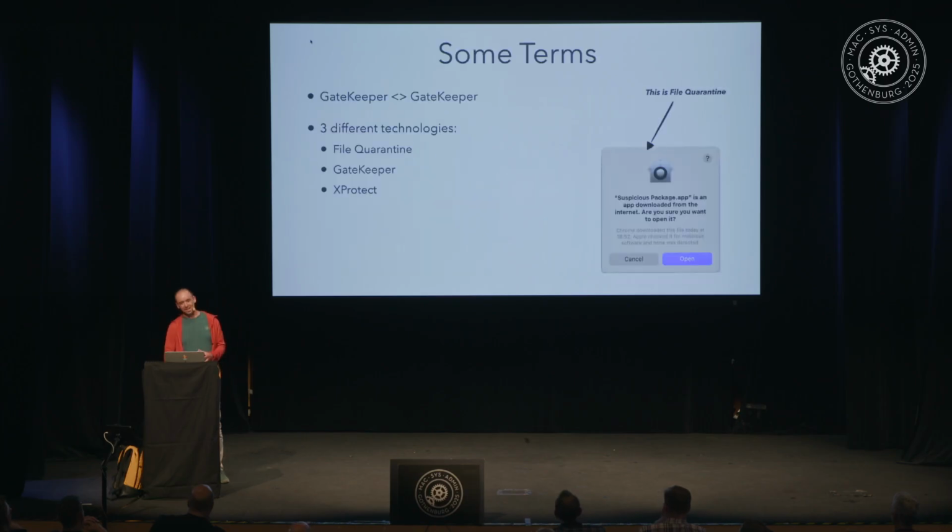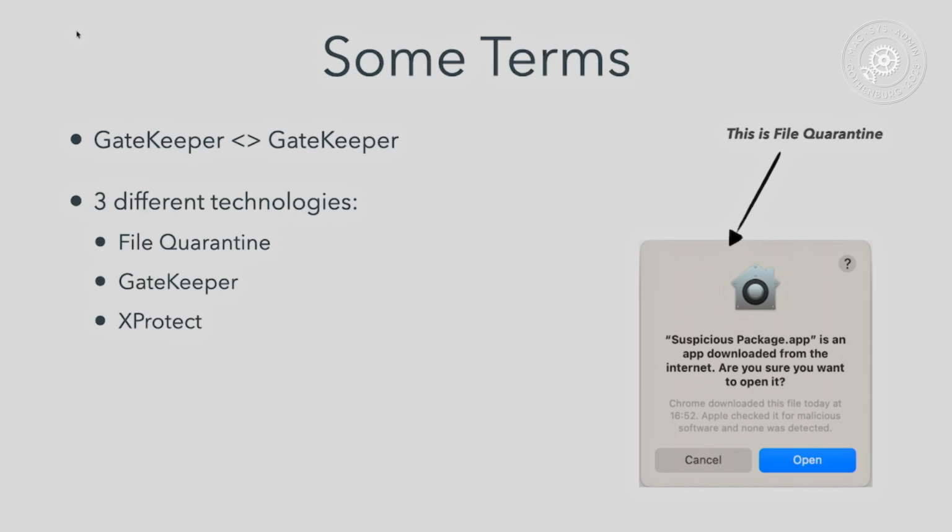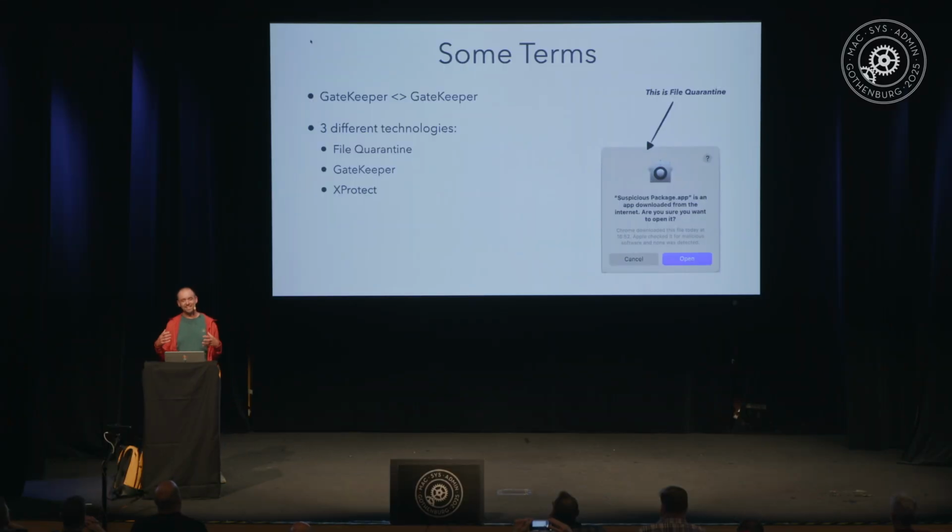So Gatekeeper. Before I jump into Gatekeeper, I want to clarify one thing, because I think what most people refer to as Gatekeeper in general is in fact not Gatekeeper. What we usually say under Gatekeeper is really a mix of 3 different technologies, which is file quarantine, Gatekeeper, because we do have a Gatekeeper, and XProtect. So when we say Gatekeeper, we usually mean these 3 together. So if you get this prompt, that's actually file quarantine and not Gatekeeper.